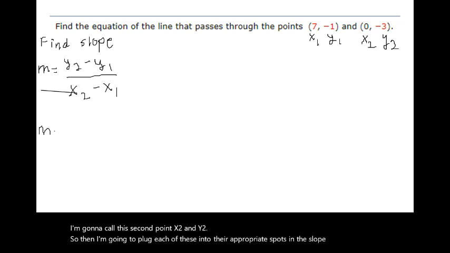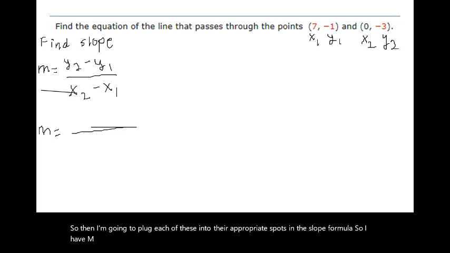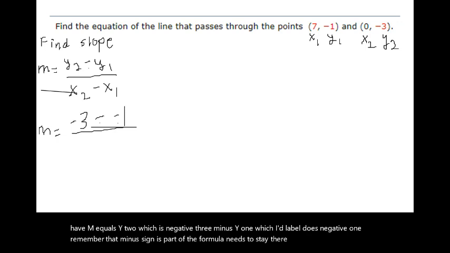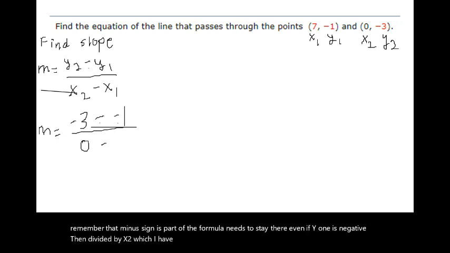So I have m equals y2, which is -3, minus y1, which I had labeled as -1. Remember that minus sign is part of the formula. It needs to stay there even if y1 is negative. Then divided by x2, which I have labeled as 0, minus x1, which is 7.